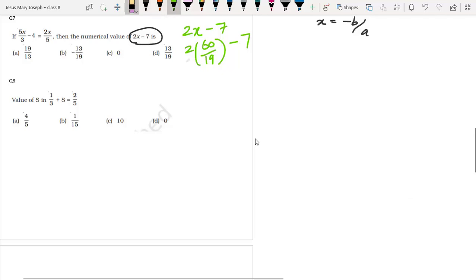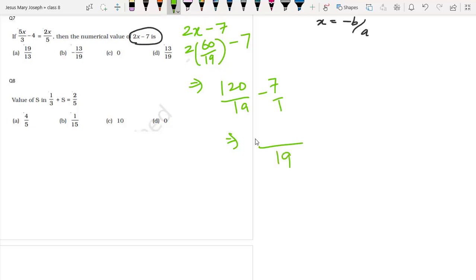Okay, so let's take the pen again. Now we have 120 upon 19 minus 7. Further, let's take the LCM. LCM is 19. So 120 minus 19 sevens are how much? 7 9s are 63. 7 1s are 7 plus 6, 133. Now when you subtract it, what will you get? 3 minus 0 is 3 and 12 minus 13 is negative 1. And the larger number is negative, so the answer is also negative. Minus 13 upon 19 is the correct answer.